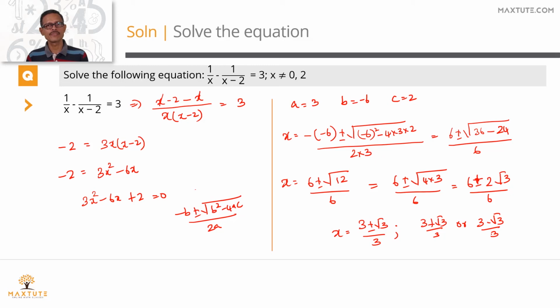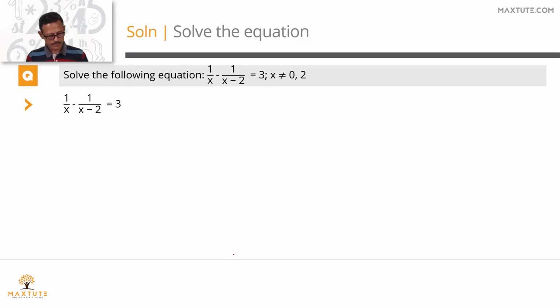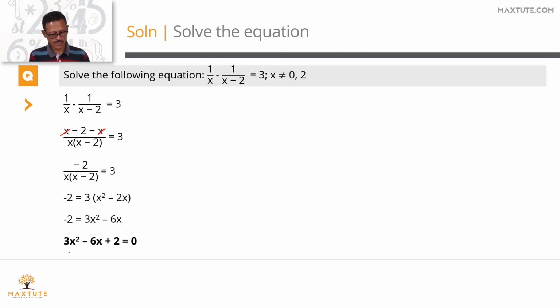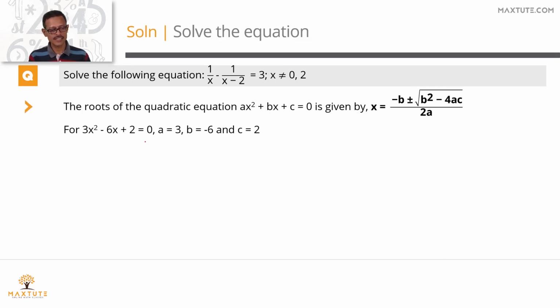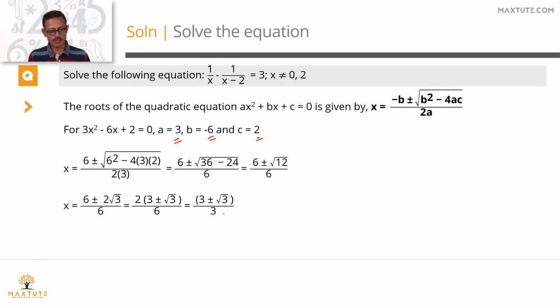Summarize it in a printed form. Taking x into x minus 2 as a common denominator, x minus 2 minus x gets cancelled to leave us with this. Cross multiplying, we get this as a quadratic equation. Cannot factorize it, so we're going to go with the formula. A is equal to 3, b equals minus 6, c equal to 2. Plugging it into the formula, we get the value of x to be equal to 3 plus or minus root 3 by 3. So it's either 3 plus root 3 by 3 or 3 minus root 3 by 3.